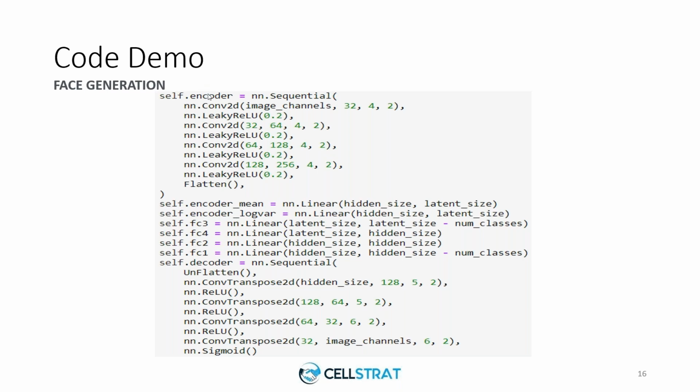Okay, coming to the code demo part, this is for face generation. This is our encoder part. It has 4 convolutional layers, and each has a leaky ReLU activation function. Then we are flattening, and we have the bottleneck part of the hidden variables, the fully connected layers. Then we upsample or reconstruct using the decoder, which also has 4 convolutional transpose layers.